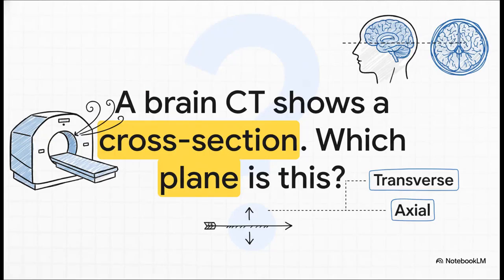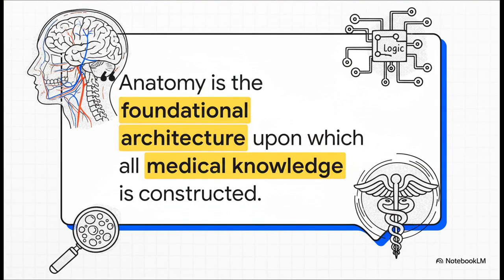All right, pop quiz, quick knowledge check. You're looking at a brain CT scan, and it's giving you this amazing cross-section. It's a slice that separates the top of the brain from the bottom. So, which plane are we looking at? Come on, you know this one. It's the horizontal slice. If you said the transverse or axial plane, you are 100% correct. Nice work.